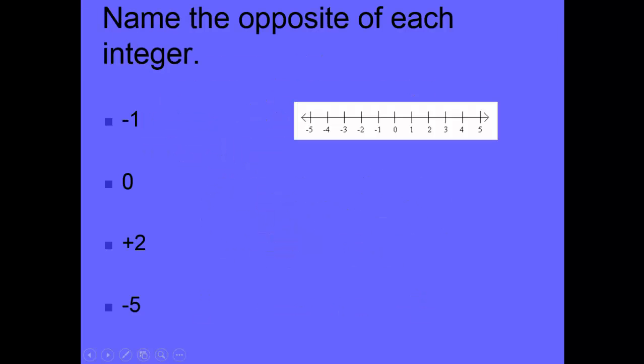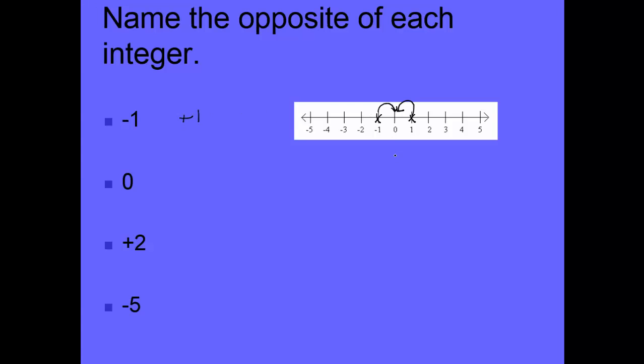What I'd like you to do right now is name the opposite of each of the following integers. I'd like you to pause the video, see if you can name the opposite of each, and then come on back. All right. Hopefully you paused the video. Let's talk about the opposite of -1. Well, if I look here at -1, the opposite of -1 would be the same distance to 0, but on the opposite side of 0. So there you go, it's a +1.